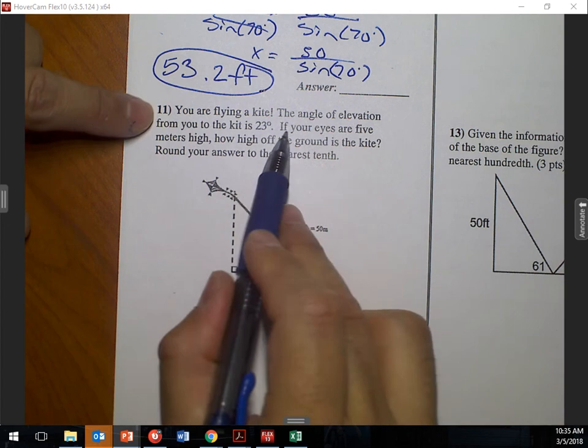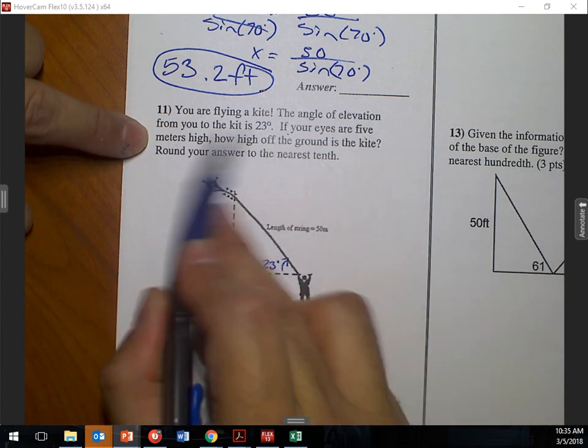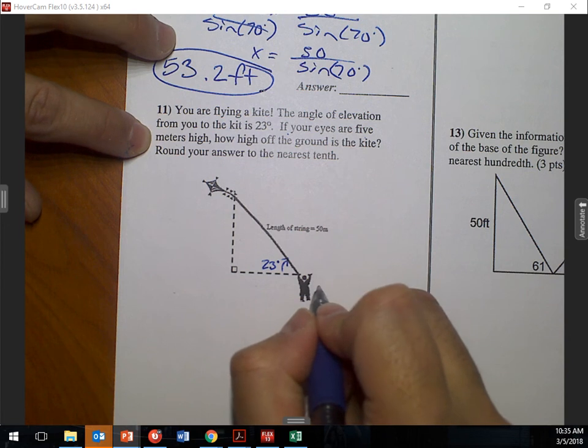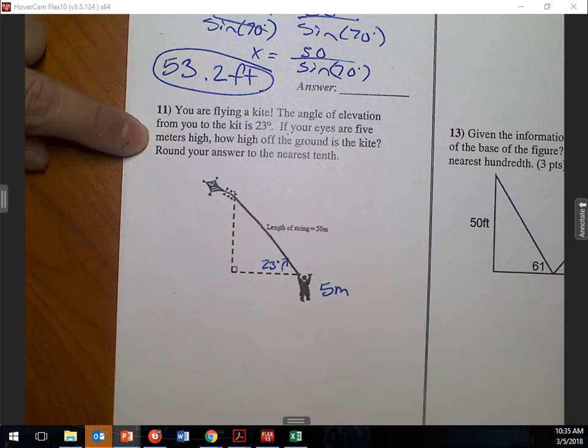If your eyes are 5 meters high. Oh, your eyes are 5 meters high. Good lord. 5 meters. Yeah, a meter is longer than a yard. So this person is over 15 feet tall. Anyway.